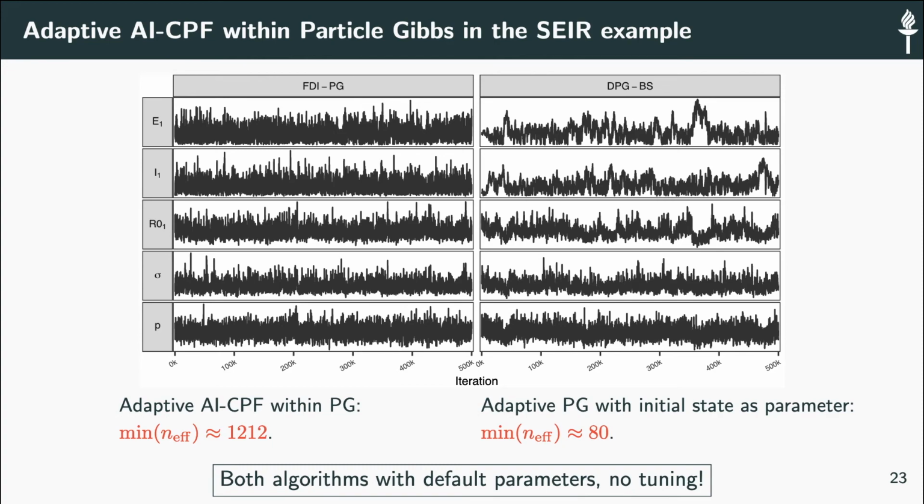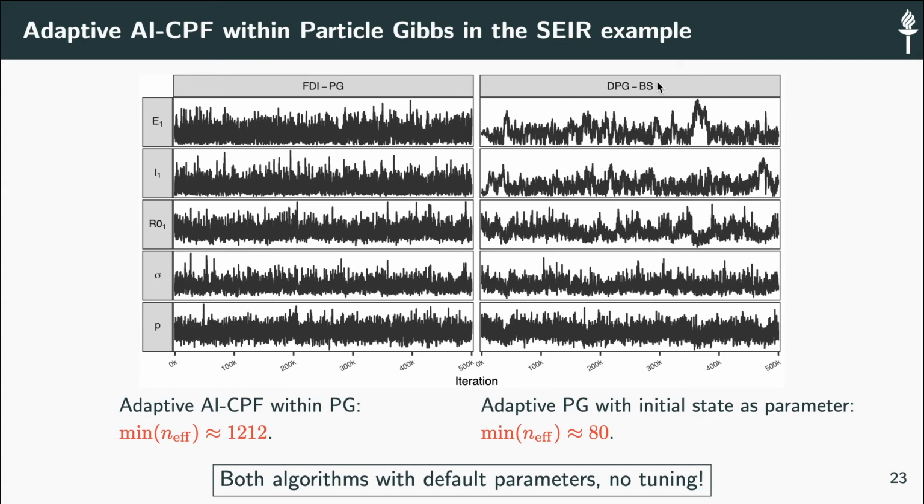And here is an application or a test of this method. Does it really help at all in the epidemic example? So this is our algorithm. It's the particle Gibbs using the auxiliary initialization CPF, including adaptation. And it actually produces trace plots that look rather good, a well mixing Markov chain.